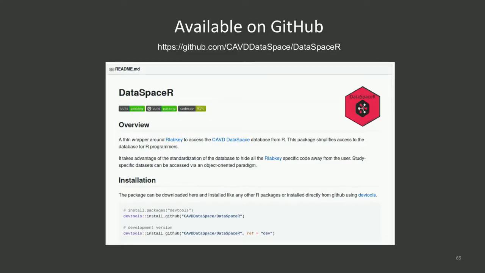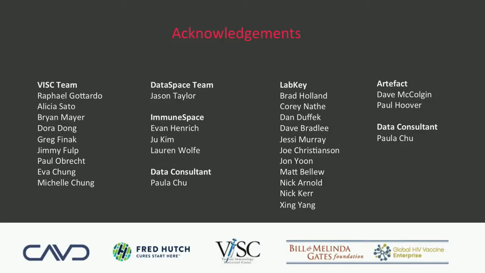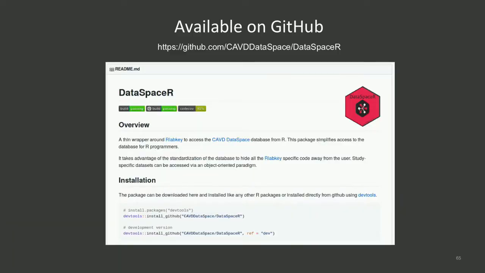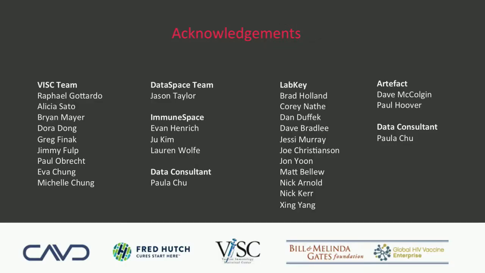If you're interested in this package, you're welcome to check it out on GitHub. It's publicly available, and it's well documented. Except, I should say, the monoclonal antibody functionality is in a feature branch right now. It hasn't been pushed to master. So if you're looking for that, that's where it is.